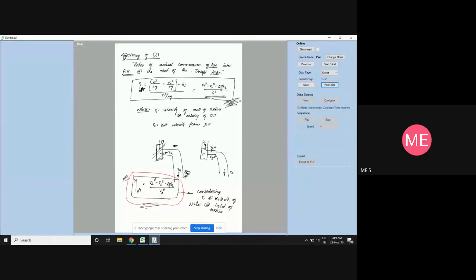Is that clear? Once it is done, let me know so that I'll solve one problem today on draft tube. Very small one, you can easily understand. If you understood how we got the efficiency and what the notations are, you can easily go for that problem.